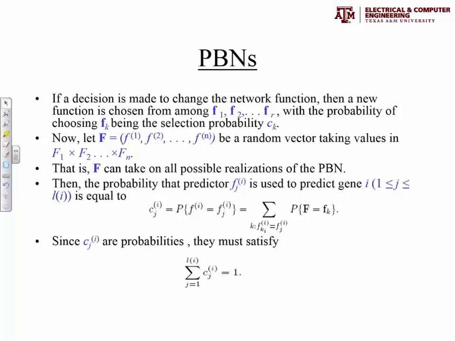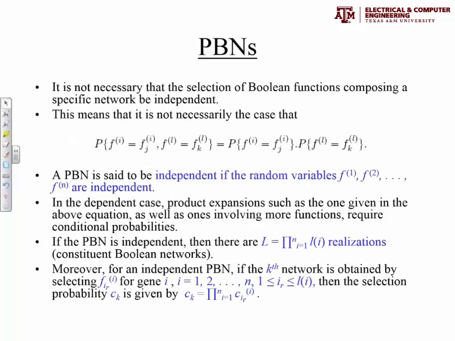So since the Cij's are probabilities, they will have to satisfy this relationship because for the ith gene you have Li predictors, and the value has to be according to one of the predictors. So this has to sum to 1. So no deep rocket science there.